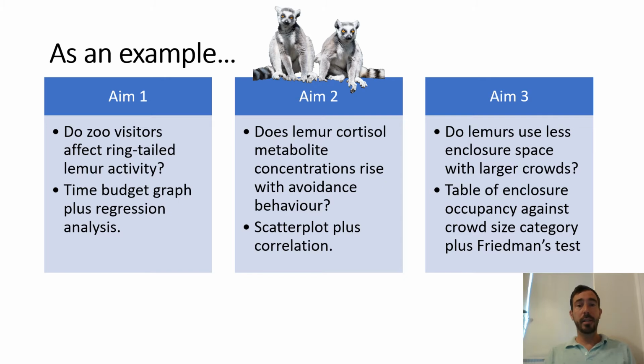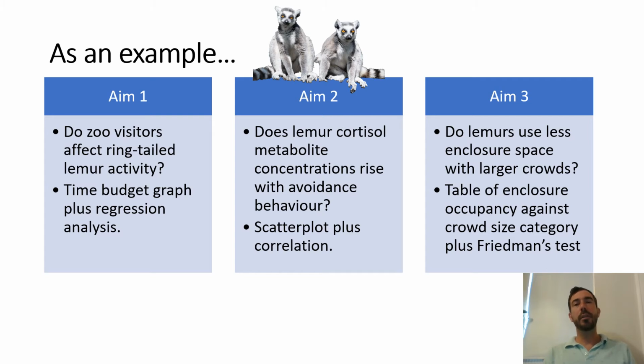So the research scientists collected physiological data, non-invasive metabolites of cortisol from urine and feces. So the results there would be the analysis of any correlation between physiological change and behavioural change. So there could be a scatter plot with a trend line plus the correlation output. And finally, if the scientists were looking at behaviour and physiology, they also wanted to look at space use.